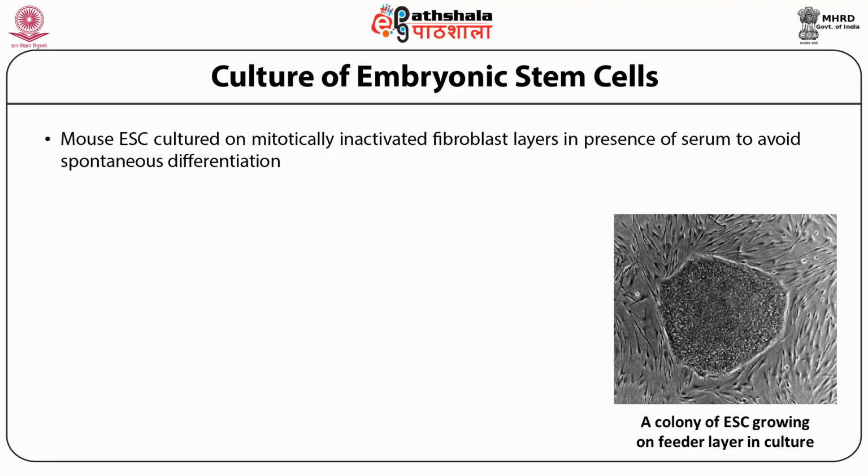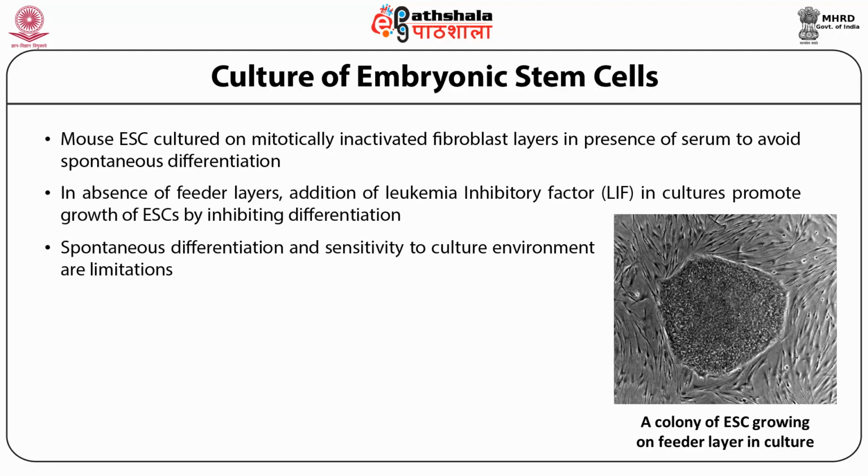So initially the feeder layers provided some factors which kept these cells in the pluripotent state. But now, besides the feeder layer, we can culture these cells in the presence of leukemia inhibitory factor, which is a cytokine which promotes the growth of these cells by inhibiting differentiation.